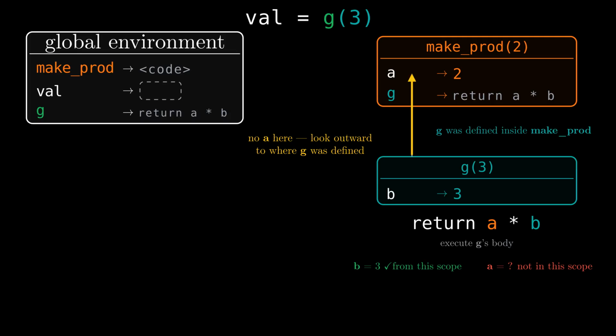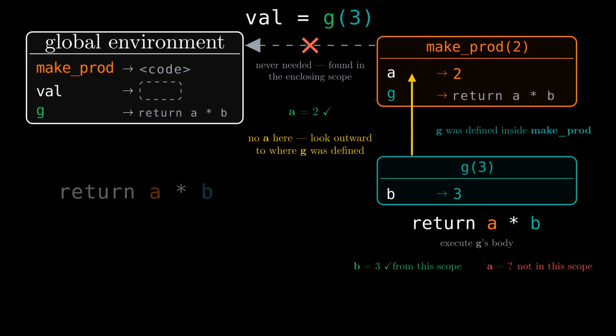So where was g defined? Inside make_prod. Does make_prod's environment contain a name a? It does, and a is 2. Found it. Python stops there. It never needs to climb any higher. So Python uses b is 3 and a is 2, multiplies them to get 6, and the call to g returns 6.